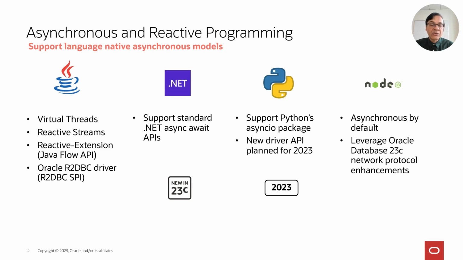For .NET in 23c, we are supporting standard .NET Async Await APIs. For Python, our Async API is planned for release later this year. And for Node.js, we are asynchronous by default, but we are working on improving the performance by leveraging some of the network protocol enhancements that we are doing in database 23c.